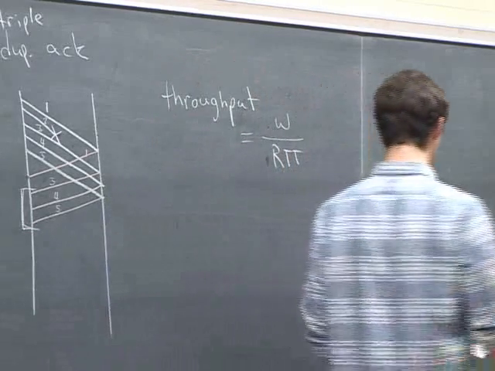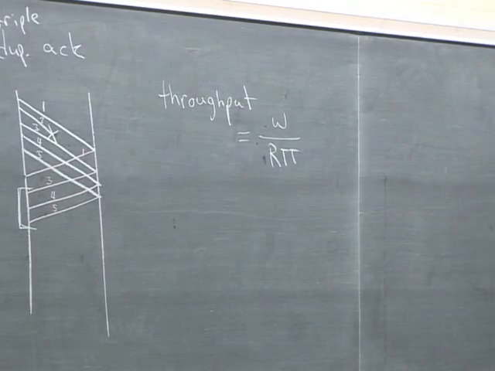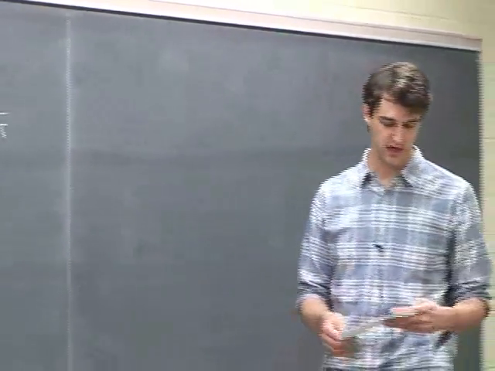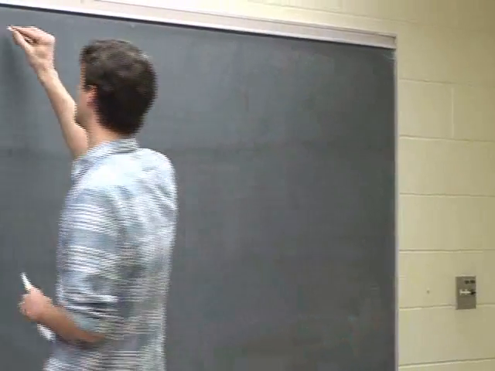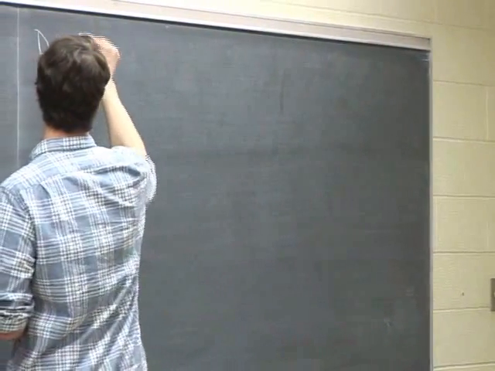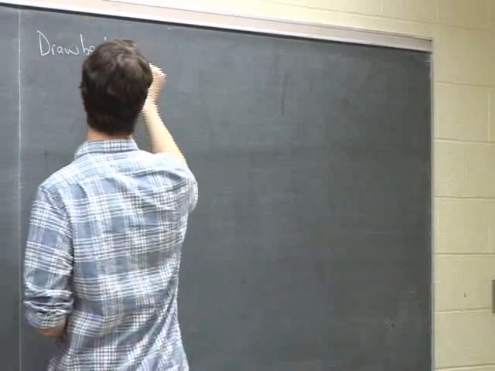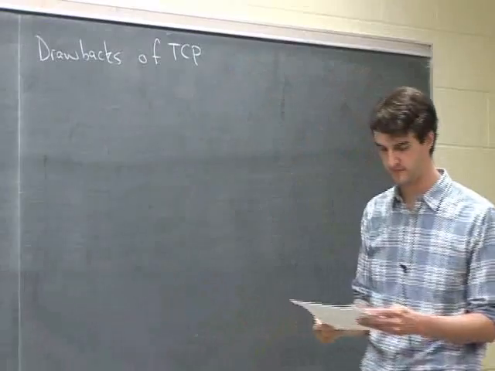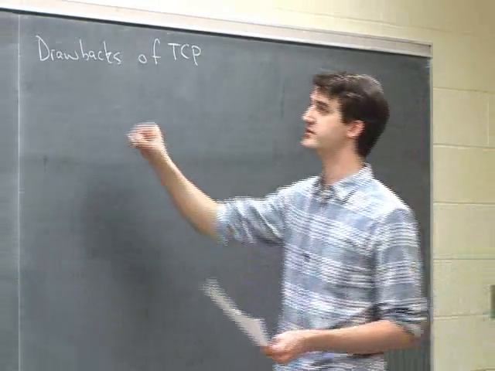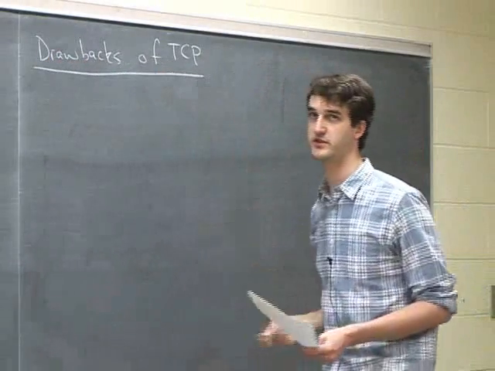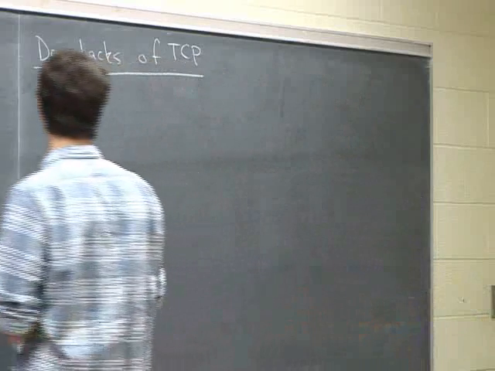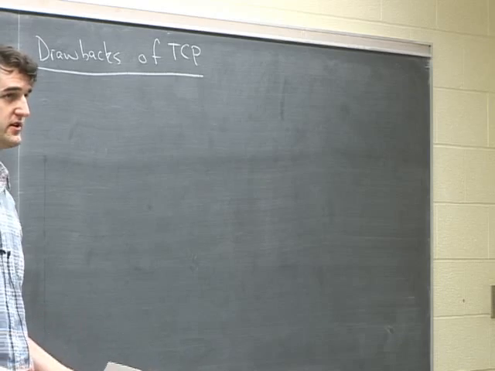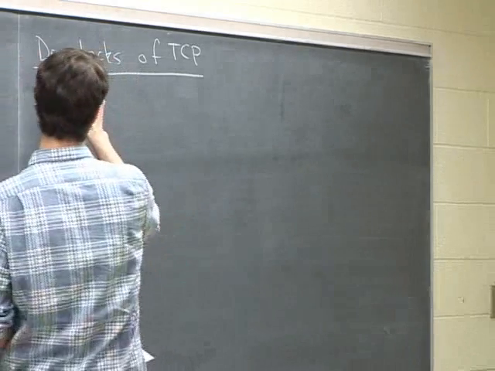All right, so last time we ended with some analysis of TCP. And so we're going to continue that. And we're going to go over the drawbacks of TCP now. All right, so there's several, and we're going to go into a bunch of these. So the first one is that we discussed last time how TCP provides fairness. But this fairness can be gamed.